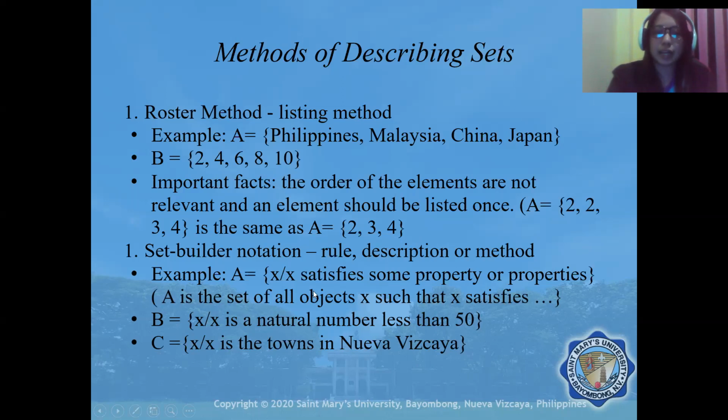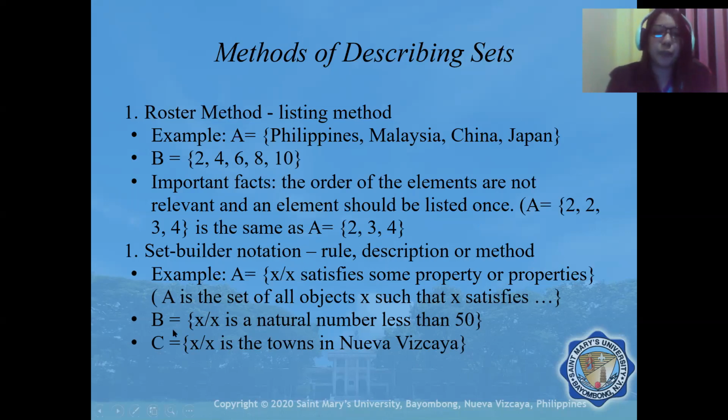For the second method of describing a set, we have the set builder notation. This is known as the rule, description, or method. For instance, set A is equal to, with a curly bracket that encloses our rule: the element x such that x satisfies some property or properties. It talks about the rule.